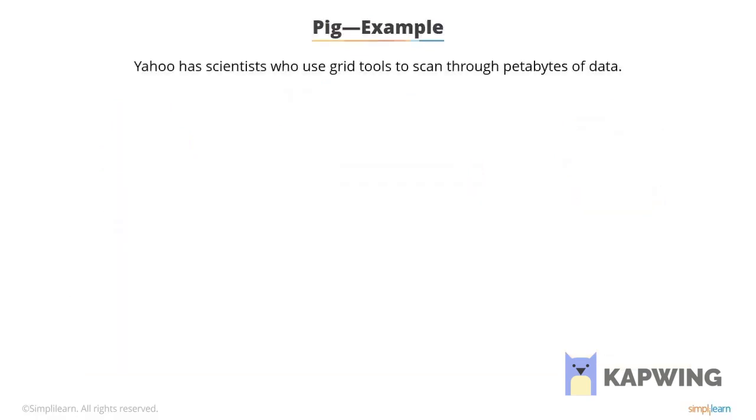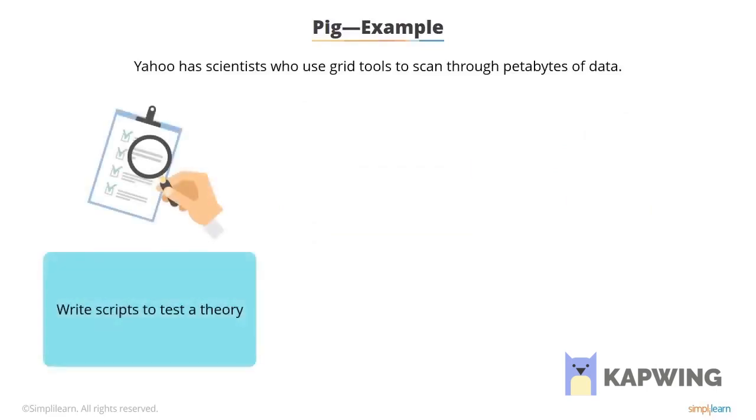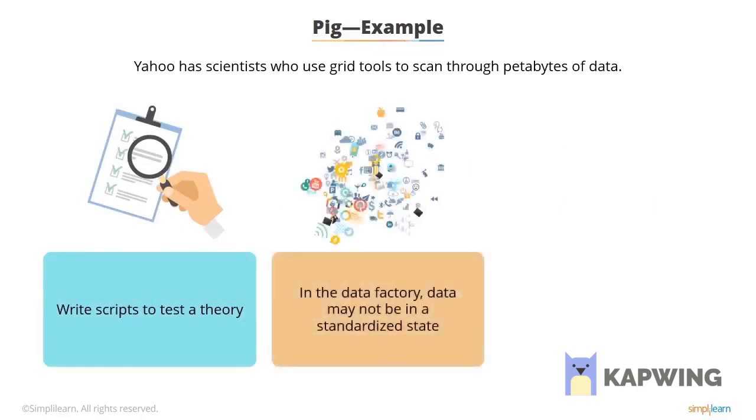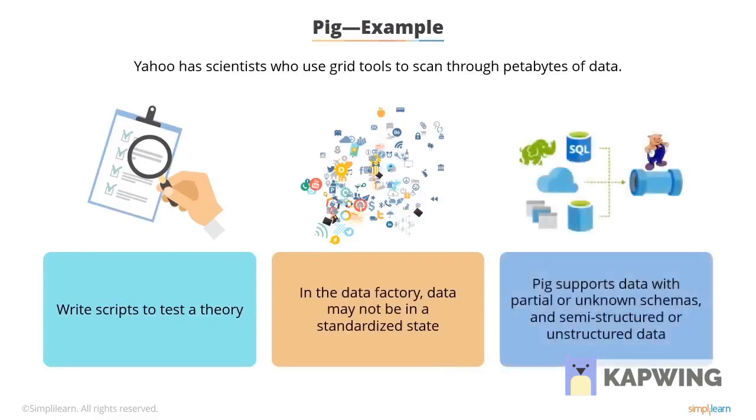Yahoo scientists use grid tools to scan through petabytes of data. Many of them write scripts to test a theory or gain deeper insights. However, in the data factory, data may not be in a standardized state. This makes Pig a good option, as it supports data with partial or unknown schemas and semi- or unstructured data.